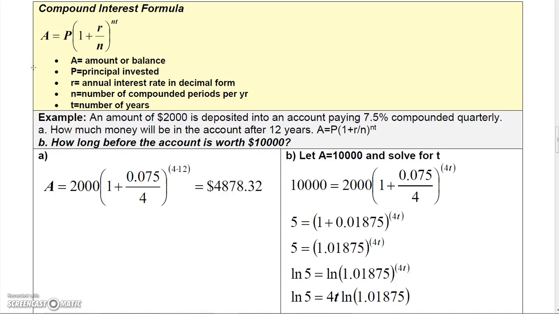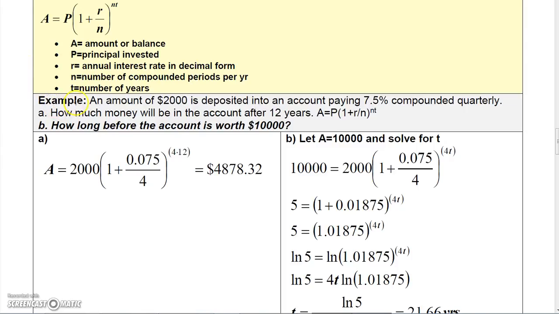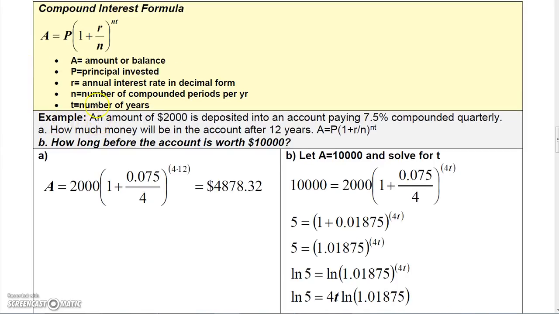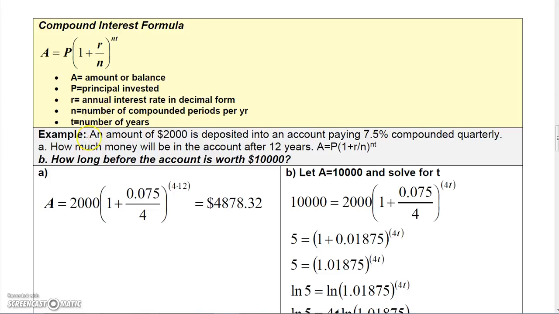Let me show you some interest formulas here, and then in the next video I'll show you some more of the outlier type formulas you might run into. So here we have $22,000 is deposited into an account paying 7.5% compounded quarterly. How much money will be in the account after 12 years?